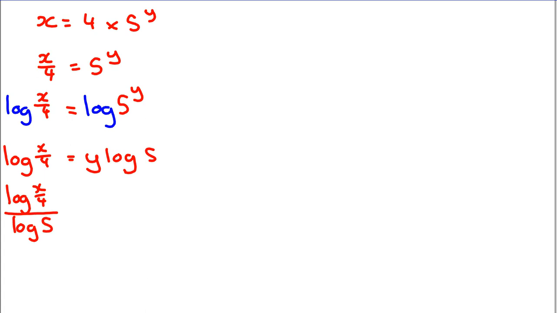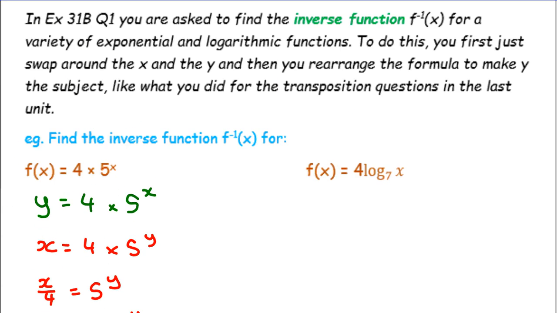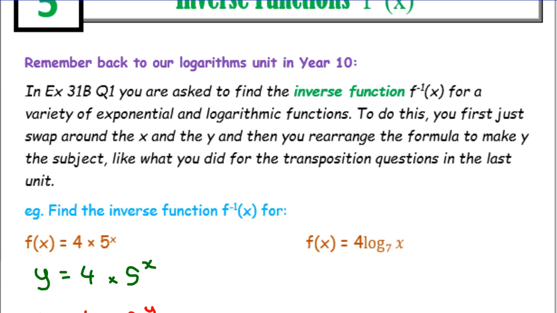And the only common error some people might think they're finished now, but if it was just transposition, then that's fine. But if it's an inverse functions question, they just want you to replace y with the symbol we use for the inverse function, f to the negative 1 of x. Yeah, so that's the final thing they want you to do.